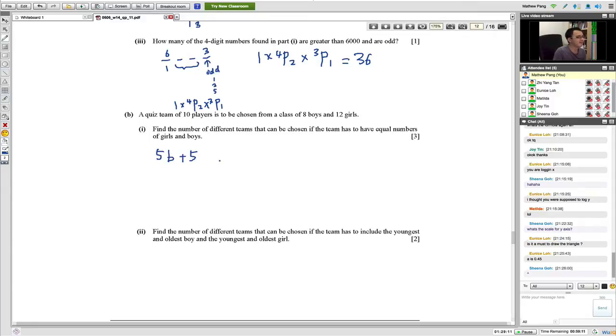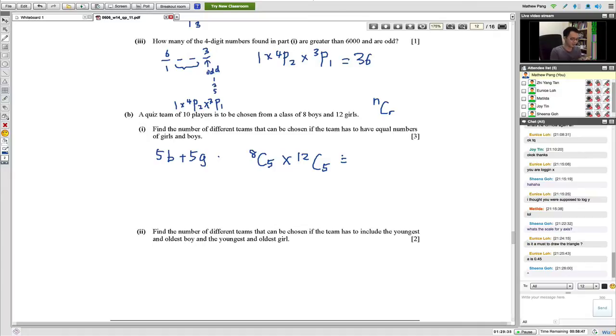Okay, so what I will do is very simple. From the 8 boys here, I choose 5. This one is human, so we use nCr. Multiply by 12 girls here, I choose 5. That's all. So it's 8C5 multiplied with 12C5.